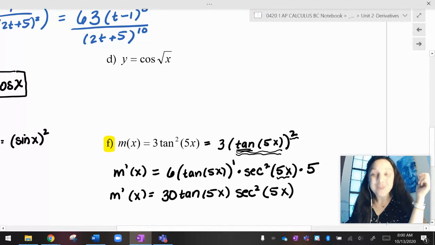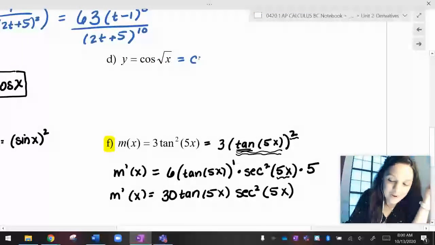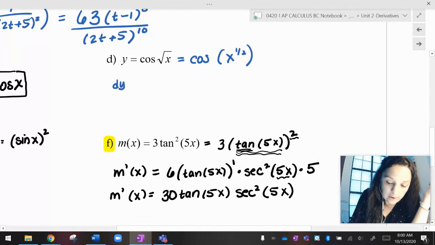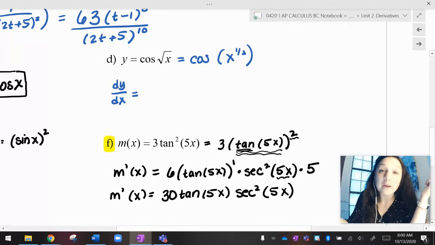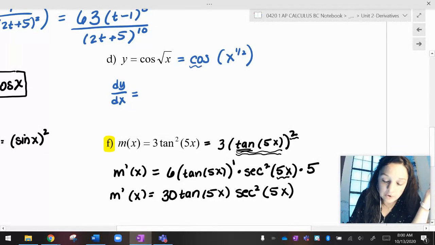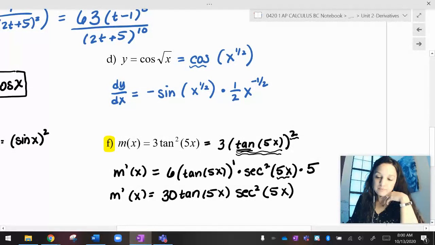I have y equals cosine the square root of x. I'm going to rewrite this as cosine x to the 1/2. And then I'm going to take the derivative. So the derivative of y, the notation I'm going to use is dy dx. Then I'm going to do the derivative of the outside. The derivative of cosine is negative sine. Keep the inside times the derivative of the inside. X to the 1/2 would be a power rule. Bring down the power, reduce it by 1.